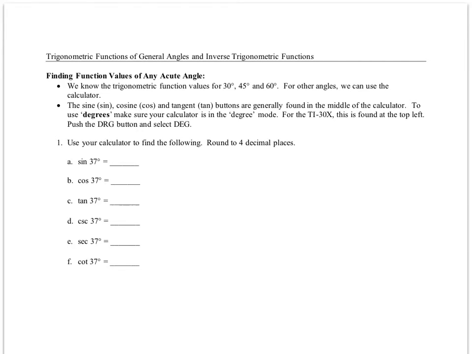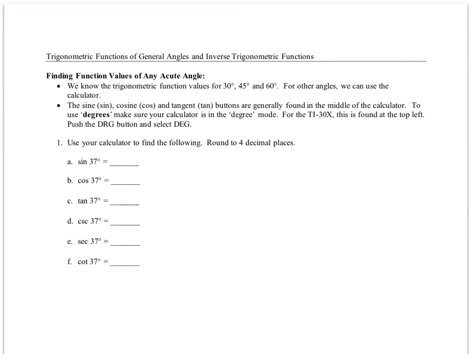This lesson is about trig functions of general angles and inverse trig functions. So we know the trig functions for 30, 45, and 60, and for other angles we're going to use the calculator. The sine, cosine, and tangent buttons are found around the middle of the calculator. And to use degrees, you have to make sure that the calculator is in degree mode. For the TI-30X, it is found at the top left. Push the DRG button and then select DEG.